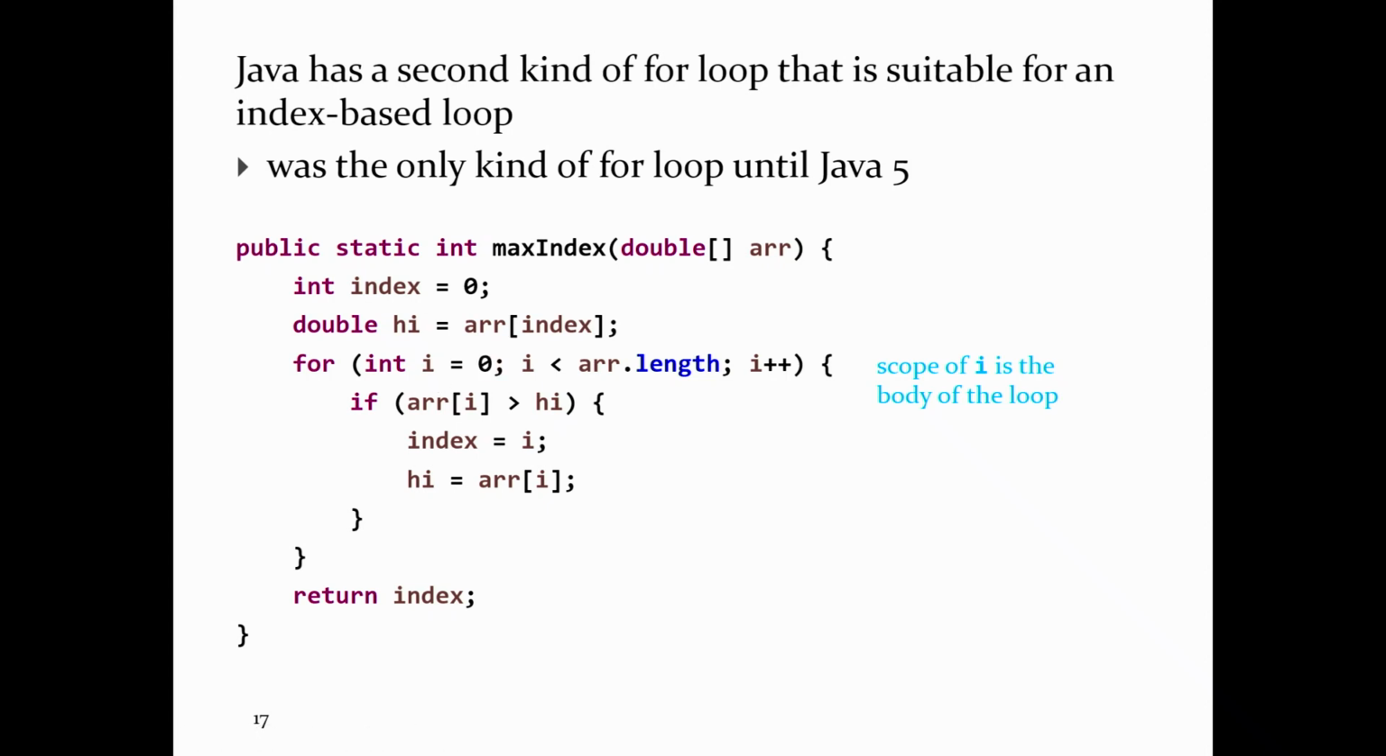When does the loop run? Or when does the loop body run? The loop body runs as long as i is less than the length of the array. What happens at the end of the loop body after each iteration? We increase the value of i by 1.